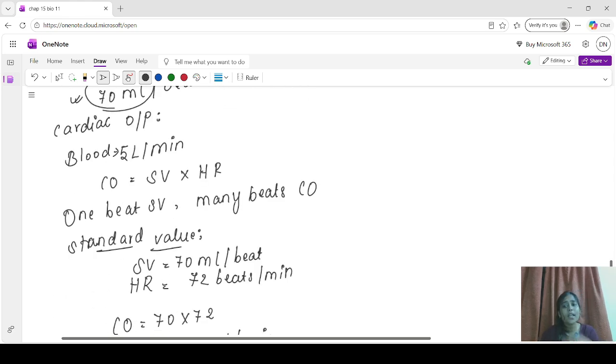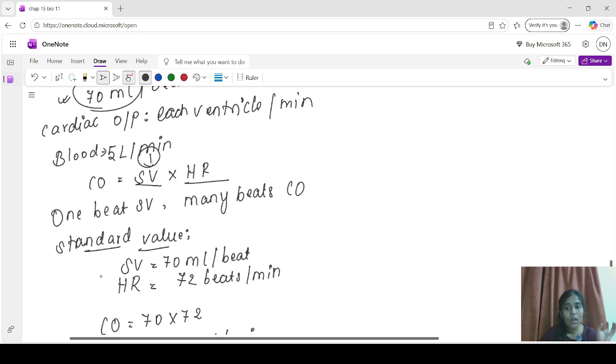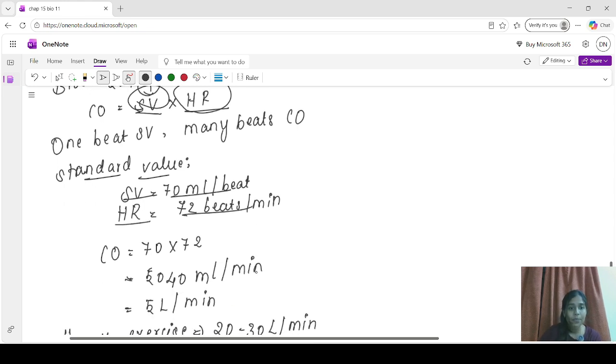So now, what is cardiac output? Cardiac output is nothing but the blood pumped by each ventricle per minute. Now, what is stroke volume? Stroke volume is the blood pumped by one ventricle in one beat. And what is heart rate? Beats per minute. Let me take an example of calculating the cardiac output. The cardiac output formula involves stroke volume along with the heart rate. Let me take stroke volume as 70 ml per beat and heart rate as 72 beats per minute.